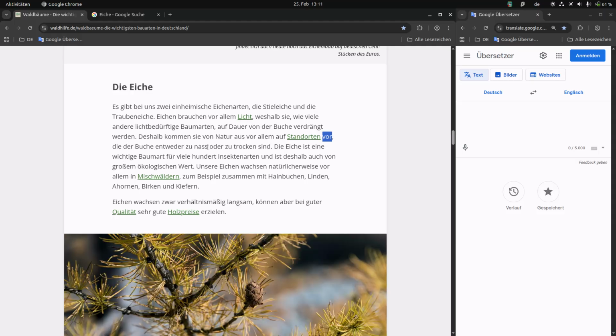"Die der Buche entweder zu nass oder zu trocken sind." Die, which, plural form, or that. Der Buche, whom, wem. Der Buche, again we have the dative form. I was about to say genitive, but it's dative. Entweder means either. I'm not going to dissect that because it doesn't make a lot of sense. Zu nass, too wet or moist, but moist is rather feucht in German.